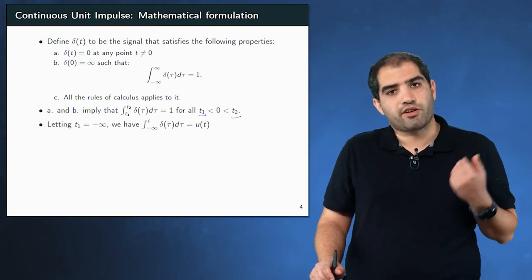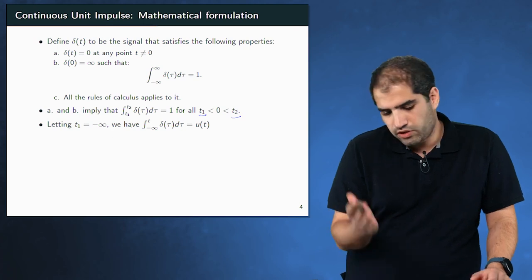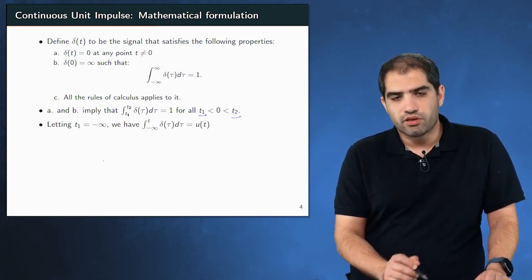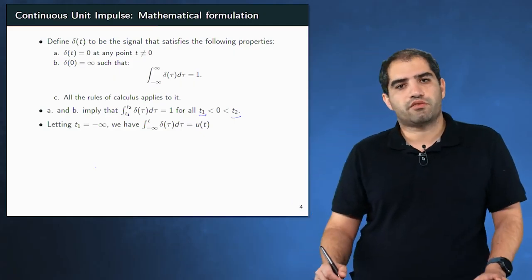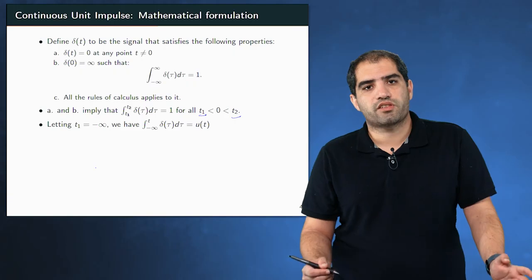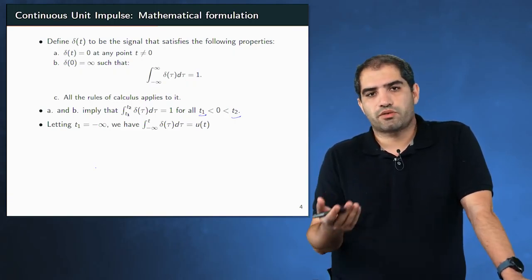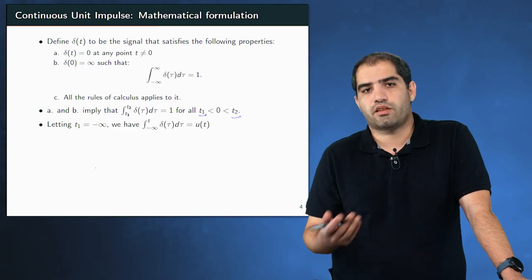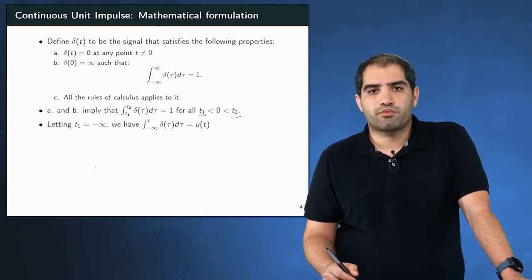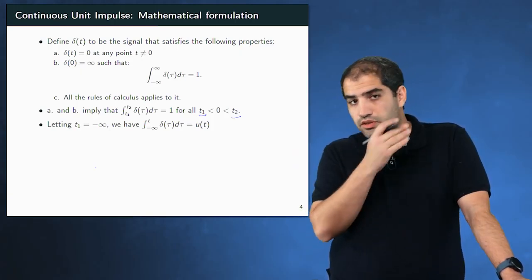In particular, if I let t1 be negative infinity and t2 be some arbitrary t, what we get is that the integral from negative infinity to t of delta tau d tau would be the unit step. Why is that so? Because if t is less than 0, then we are integrating a 0 signal, and therefore it's 0. And if t is positive, then t1 is negative and t is positive, so the integral is 1.